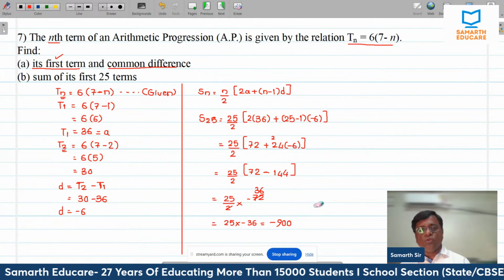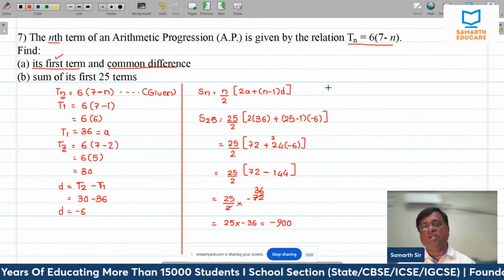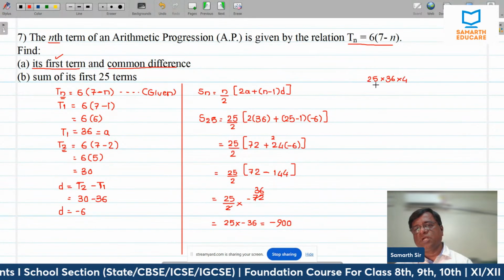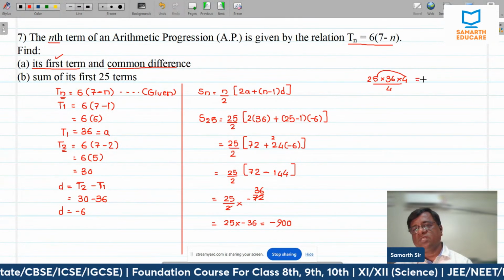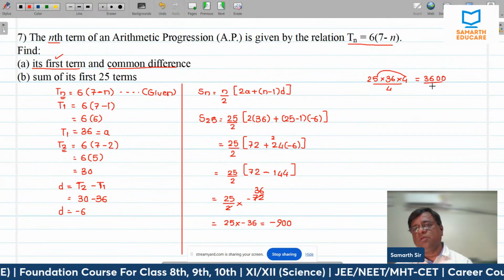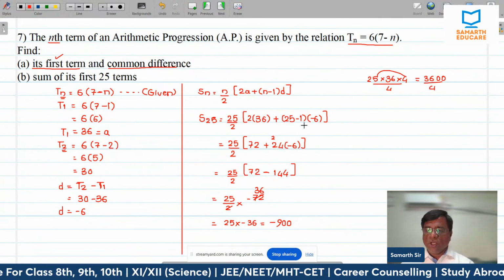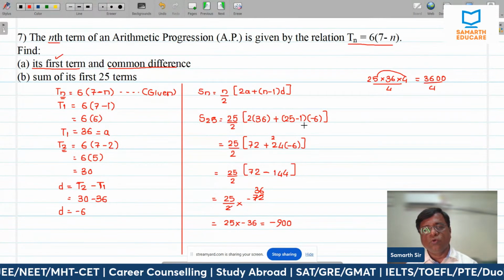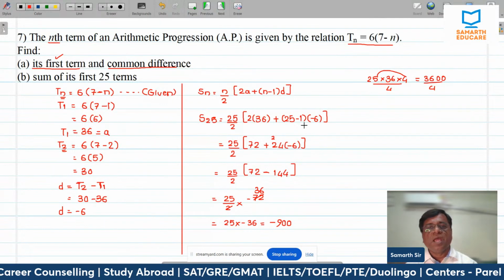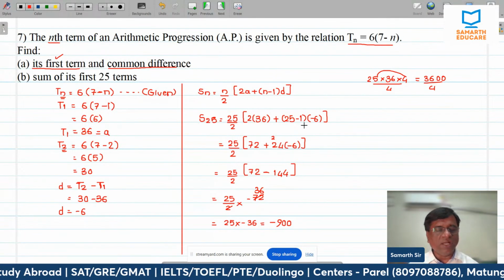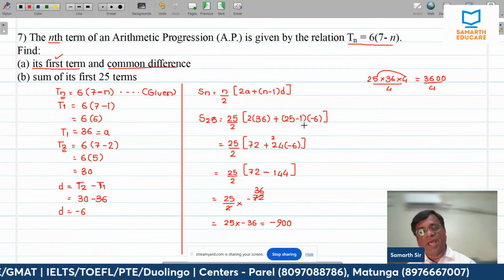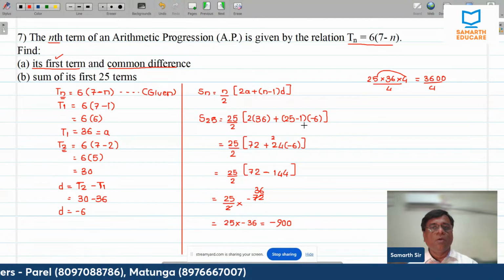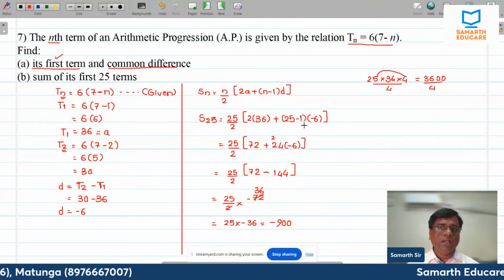Okay, so how do we do this? Remember, if you have to multiply 36 by 25, then mentally multiply by 4 and divide by 4. 4 into 25 is 100, so this becomes 3600. This has to be done mentally. This is the shortcut. Whenever you are supposed to multiply by 25, just add 2 zeros and divide by 4. If you have to multiply by 500, add 2 zeros and divide by 4. Multiply by 25, add 2 zeros, divide by 4. Multiply by 50, add 2 zeros, divide by 2.